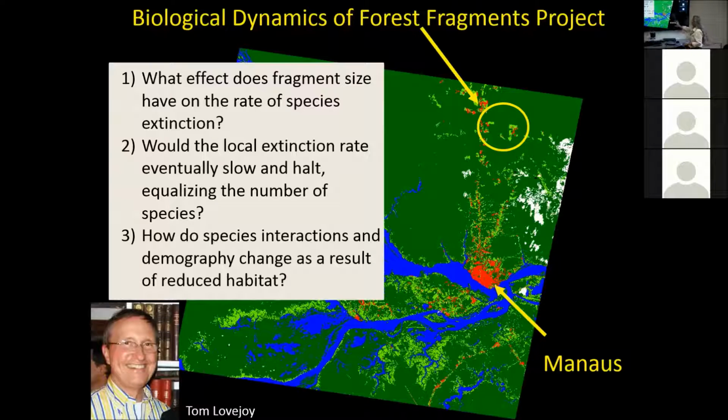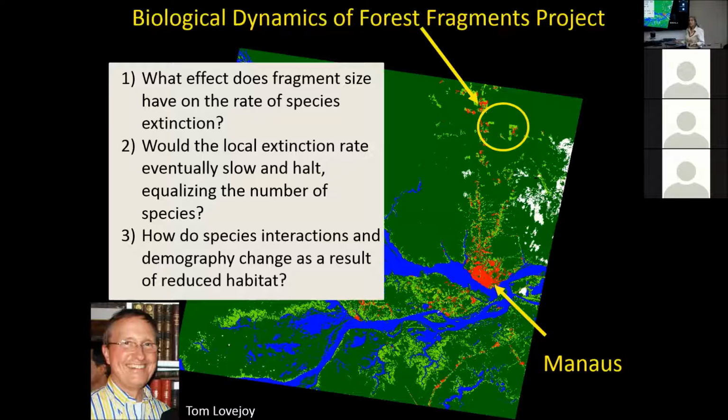So I want to move us to Manaus, or the area around Manaus, because there's been a very famous study on the biological consequences of fragmentation that was first started by Tom Lovejoy, who did his PhD dissertation actually outside of Belém, working in the canopies of the forest outside of Belém, studying birds. And after getting his PhD, he moved on to the World Wildlife Fund, and he was very interested in the consequences of fragmentation and the design of nature reserves.